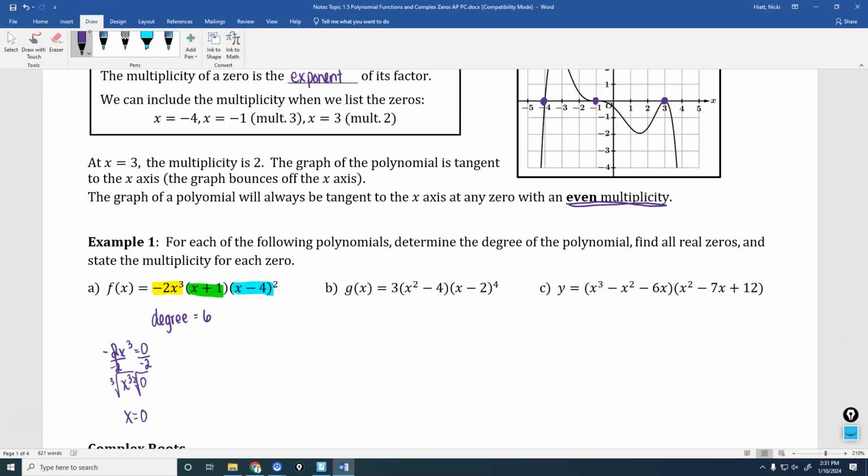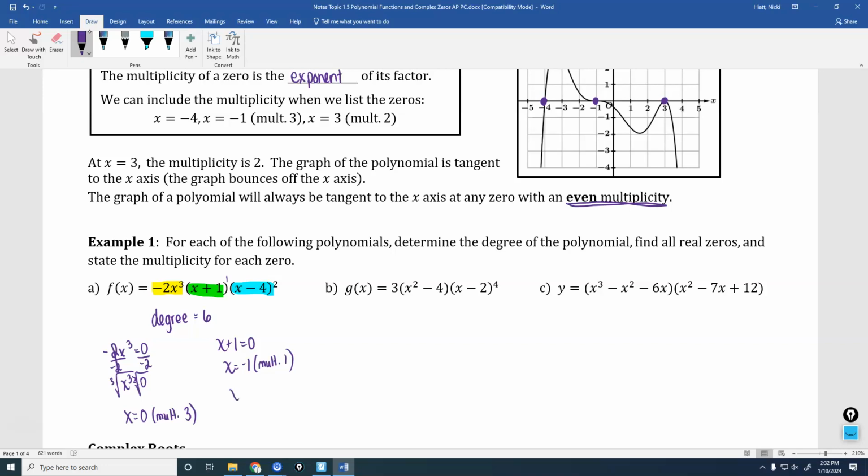And this is to the third power, so that would have a multiplicity of 3. The next one I have highlighted in green here is x plus 1 equals 0. So that would be x equals negative 1 if we just subtract that 1 from both sides. That is going to have a multiplicity of 1, because you don't have any exponents there. So we have an invisible 1 that's written there.